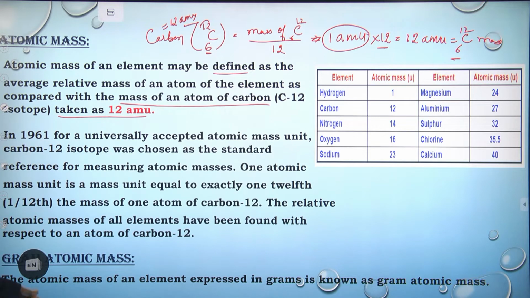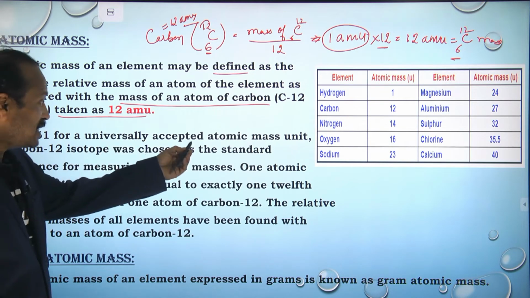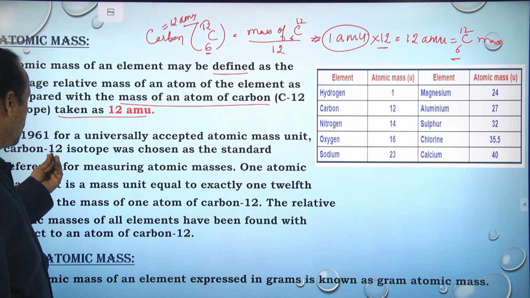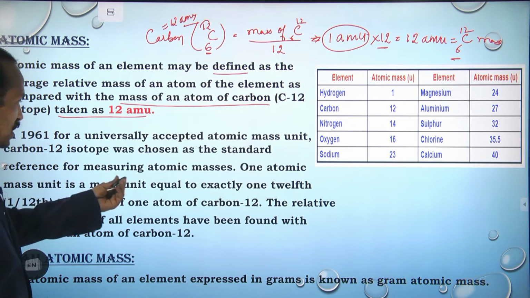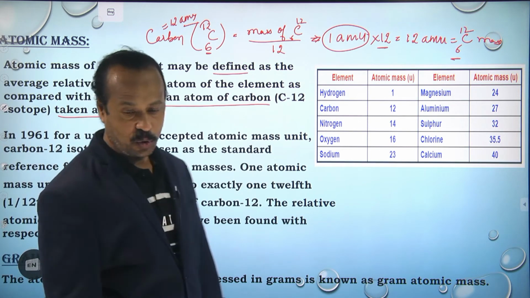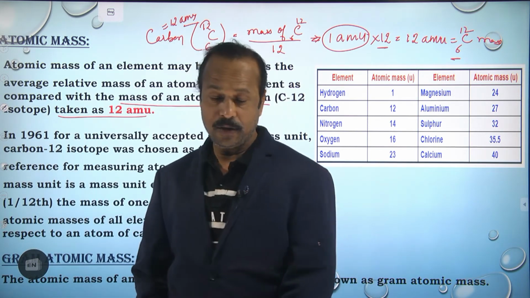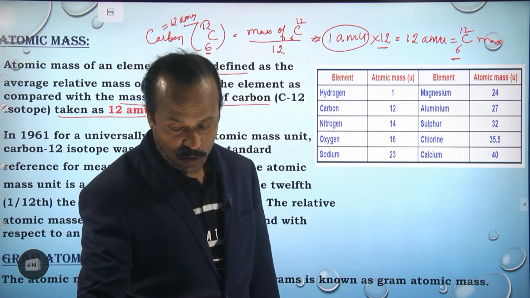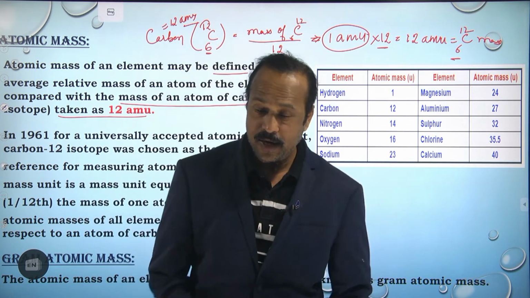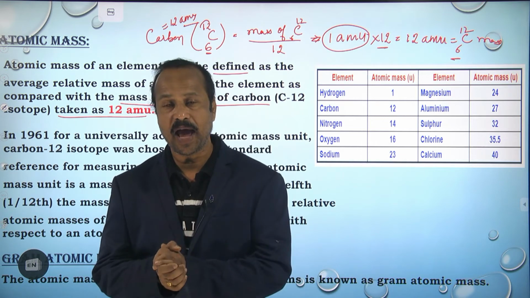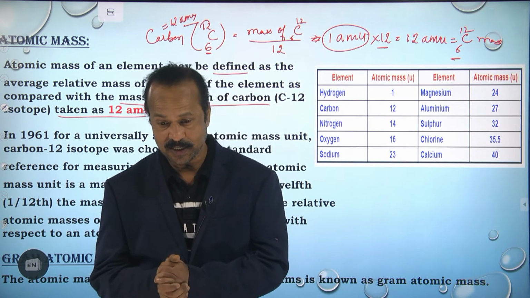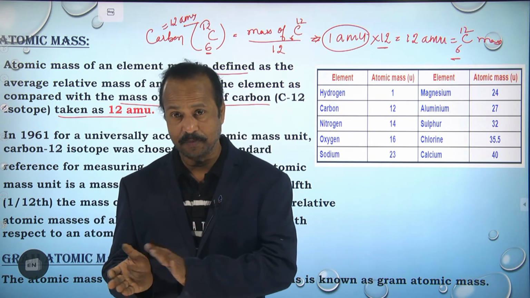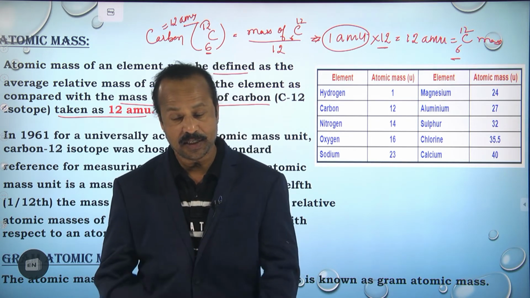Now, in 1961, for a universally accepted atomic mass unit, the carbon 12 isotope was chosen as the standard reference for measuring atomic masses. So here you see, I think you might have studied in the lower classes or somewhere else, in different countries they have different references. You know the CGS system, MKS system, FPS system. Did you study this anywhere?